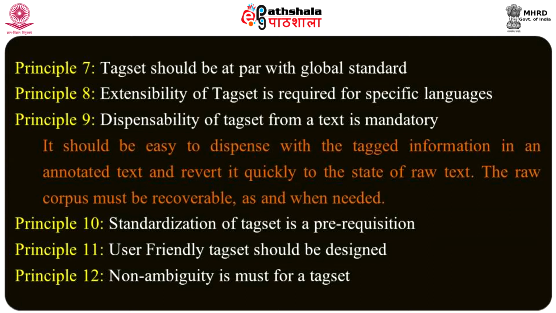Principle 12. A Tagset must be non-ambiguous. It should not be possible for the end user to interpret a Tagset in two different ways. It has to be interpreted in one and only one way.